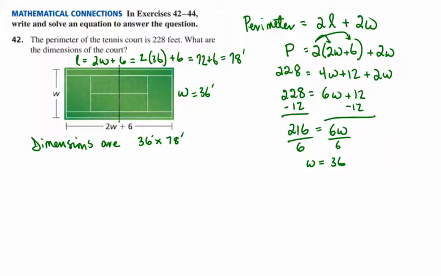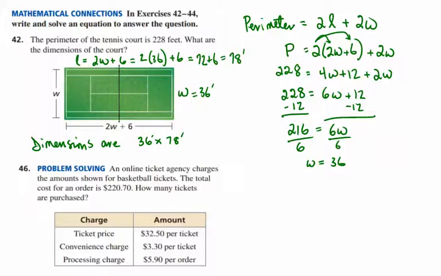We'll go on to the next problem. All right, in exercise 46, an online ticket agency charges the amount shown for basketball tickets. The total cost for an order is $220.70. How many tickets are purchased?